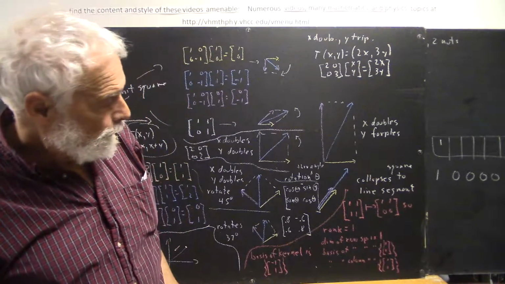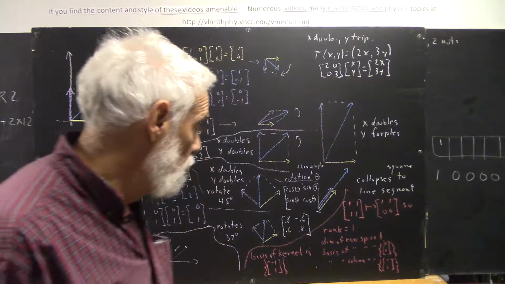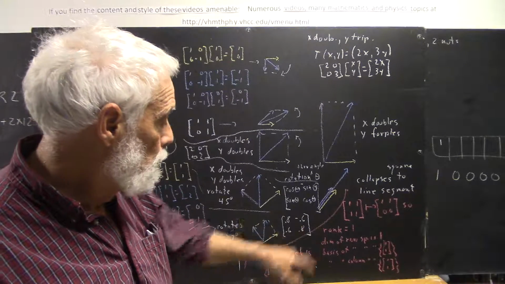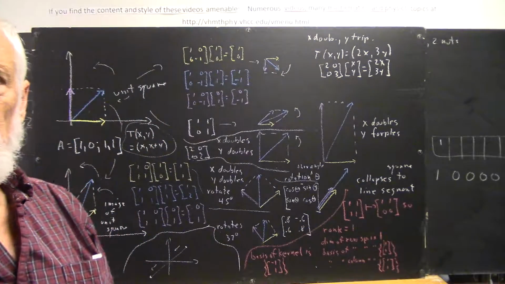You might want to think about that a little bit. So we have rank 1, nullity is 1, because the basis of the null space consists of one vector.